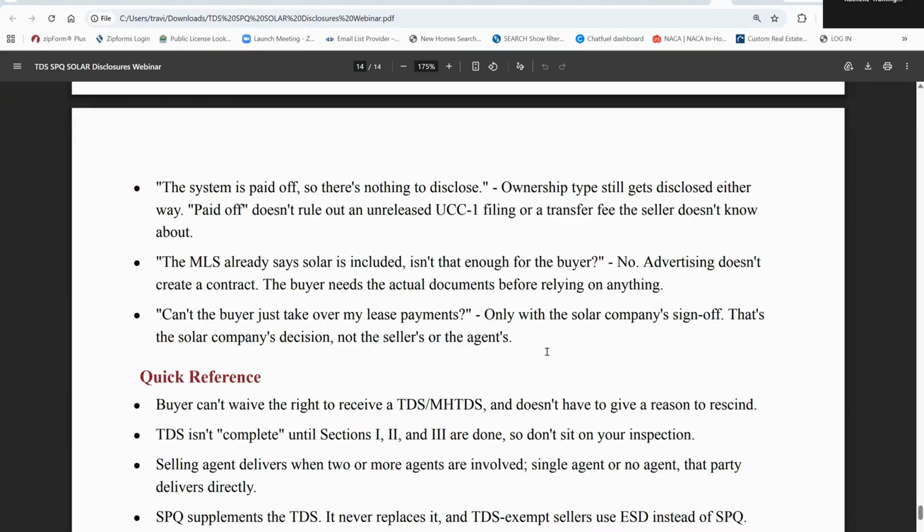The MLS already says solar is included. Isn't it enough for the buyer? No, advertising doesn't create a contract. The buyer needs the actual documents before relying on anything. Can't the buyer just take over my lease payments? Only with the solar company sign off. That's the solar company's decision, not the seller's or agent's.